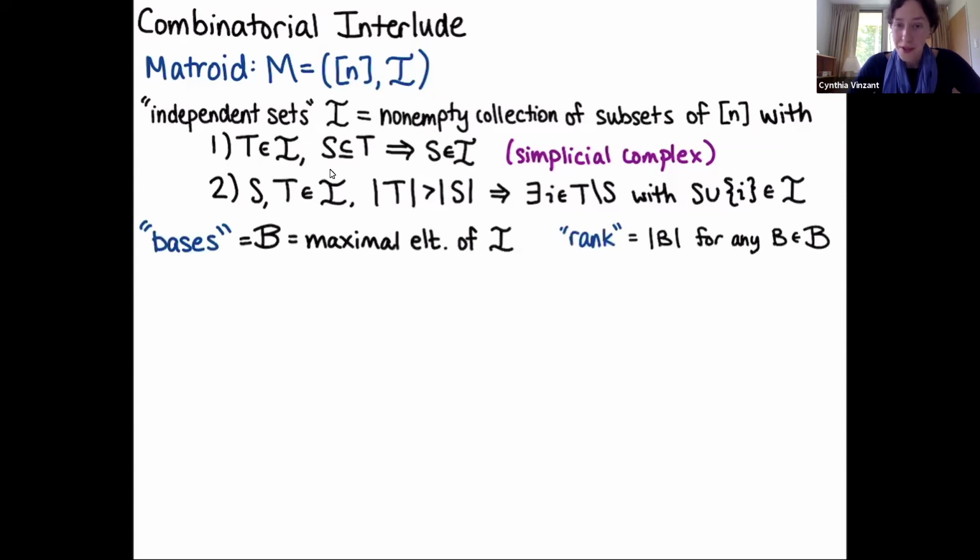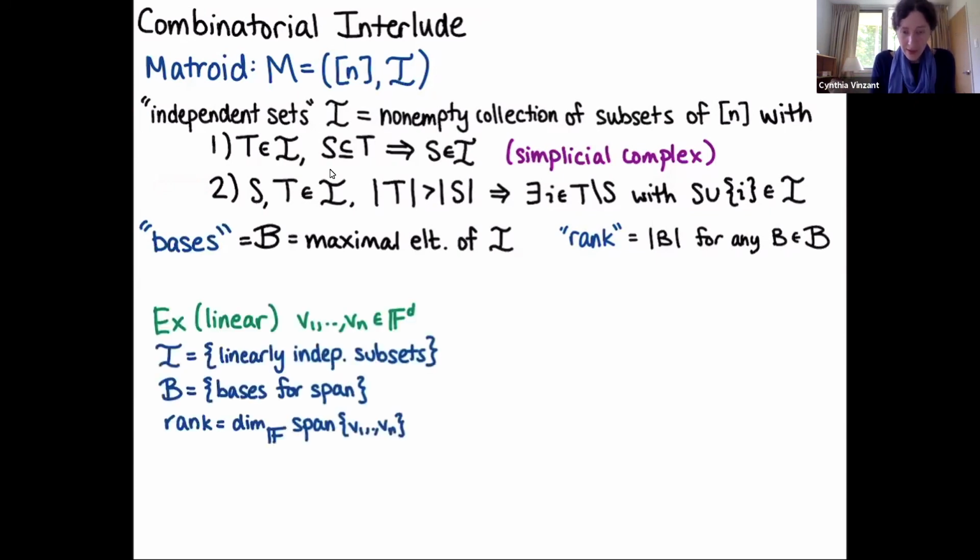Okay, there's all sorts of terminology one could associate to this. Because it's a simplicial complex, we can take elements that are maximal under inclusion, we'll call those bases of the matroid. And this second criterion means that all of those will have the same size, and we'll call that the rank of the matroid.